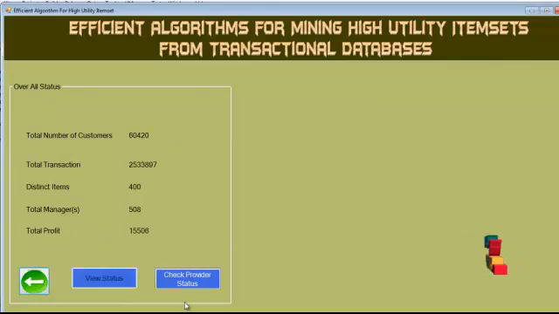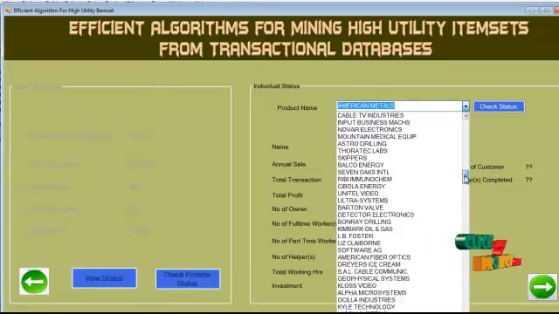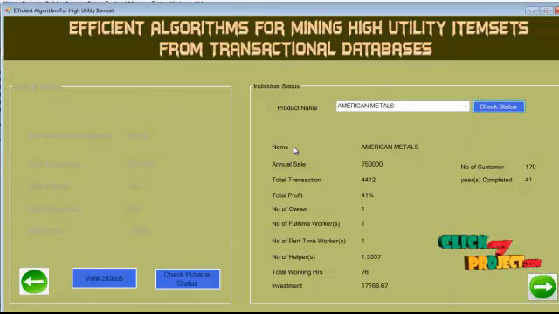After acquiring those values, we can check the provider status. These are the product names which are available in our database, and we can check their status. Here this is the annual sale quantity. After that, we evaluated the total profit gained by this product. We can also determine the total number of working hours by the employees who deal with this product. These are some parameters which deal with this product name. Let's proceed.